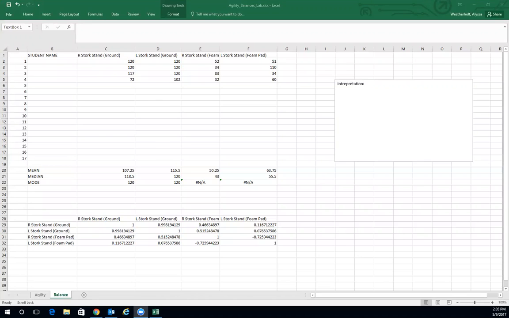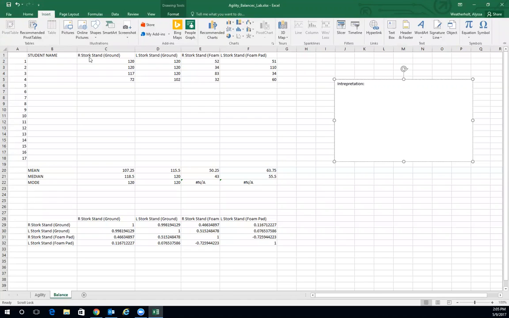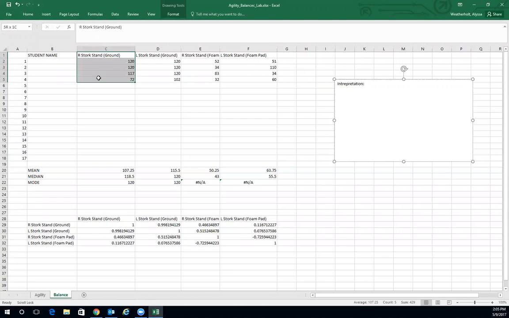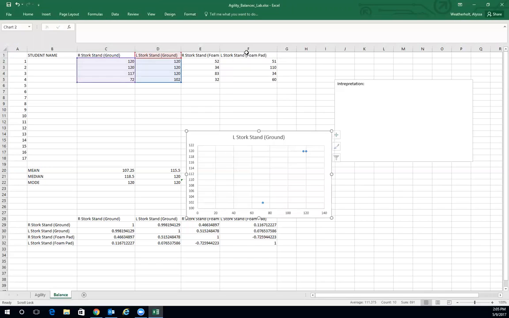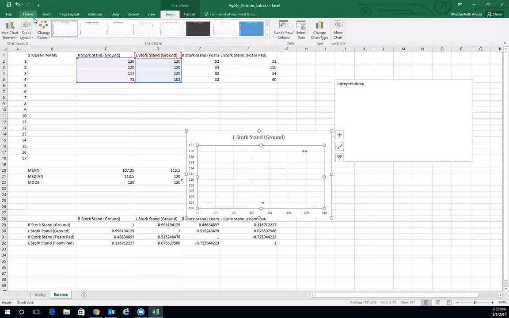So again, just like the previous labs that we were talking about, in order to insert a graph, we're going to do a scatter plot. We're going to go to Insert, Scatter Plot, and so this is the difference between the right stork stand to the left stork stand, and then you're going to go to Design, Add Chart Element, and you're going to insert a trend line, a linear trend line.